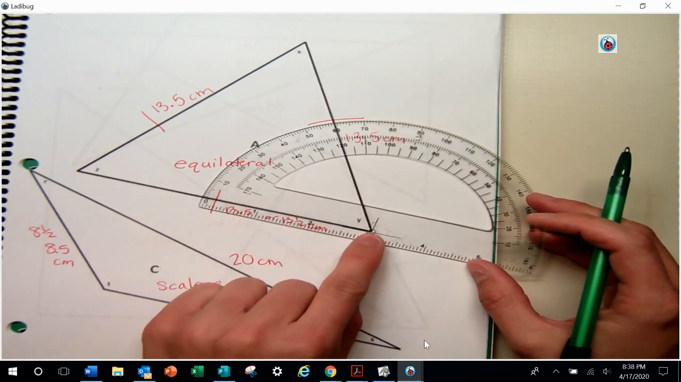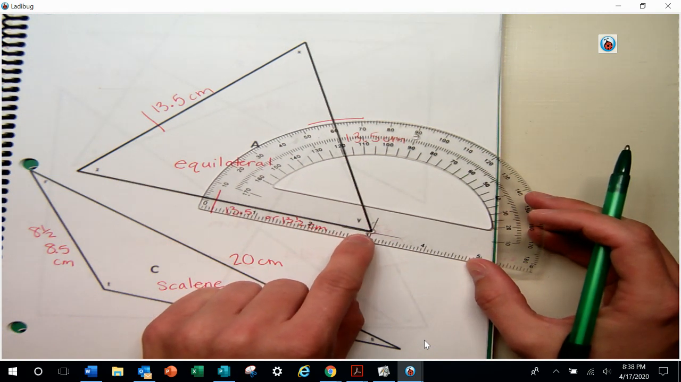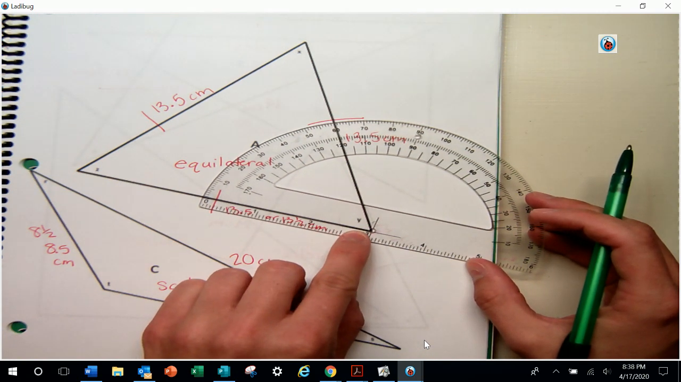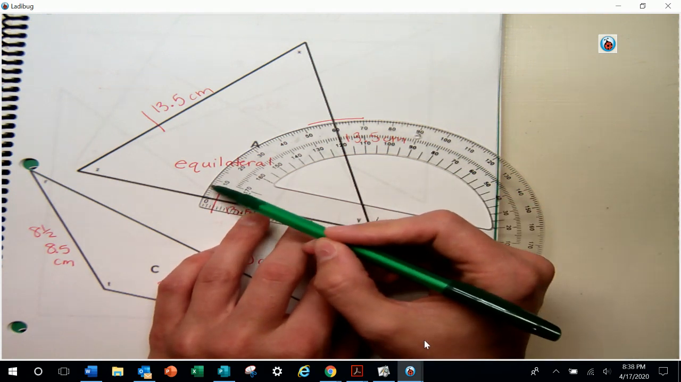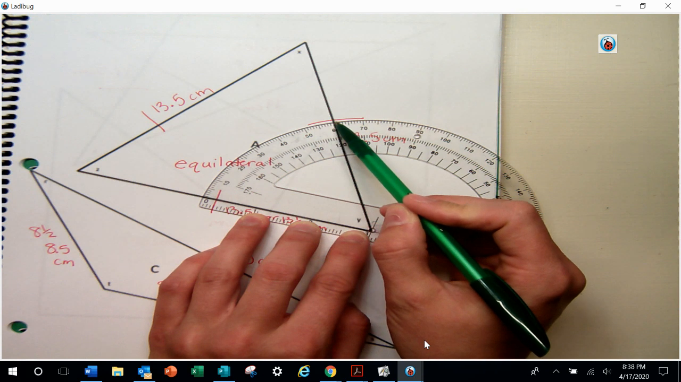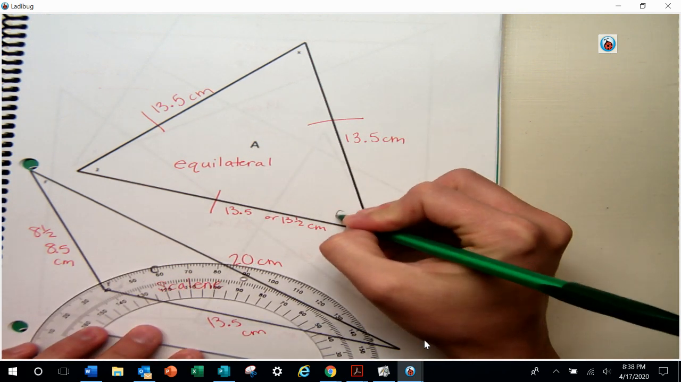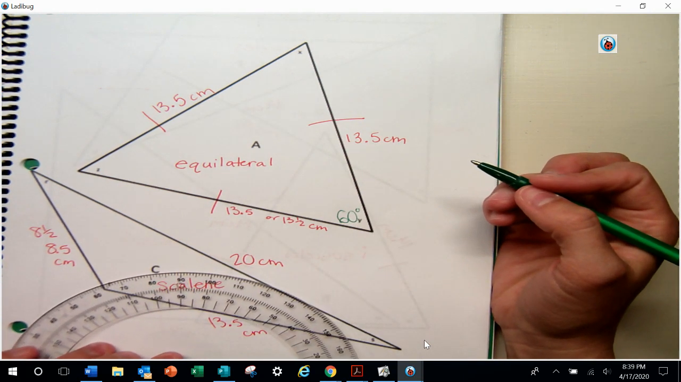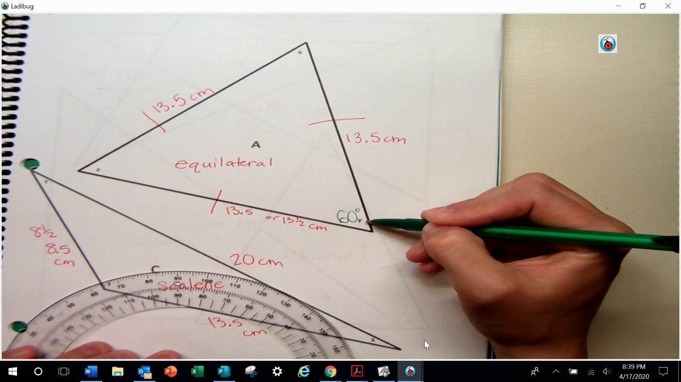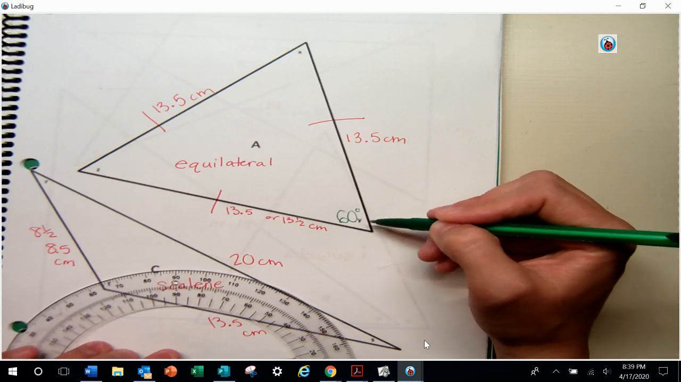So we put the corner in that circle. We line that horizontal line up with that side, and we start measuring. So I'm starting at 0, and I'm going to go, go, go, go, go, and I see that I'm at a 60. So this one's 60 degrees. Okay, angle Y is 60 degrees. Is that angle acute, obtuse, or a right angle? Well, that's an acute angle right there.